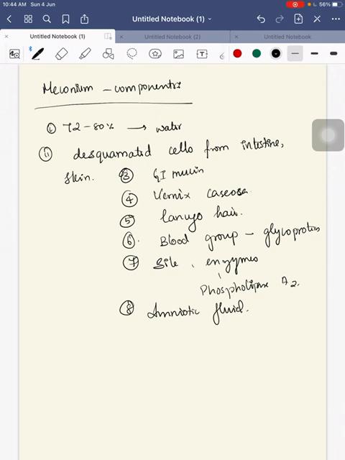That is, it is made up of 72 to 80% water with desquamated cells from intestine and skin, gastrointestinal mucin, vernix caseosa, lanugo hair, blood group glycoprotein, bile, enzymes such as phospholipase A2 and amniotic fluid. So what is the pathophysiology behind meconium aspiration syndrome? We'll see that.